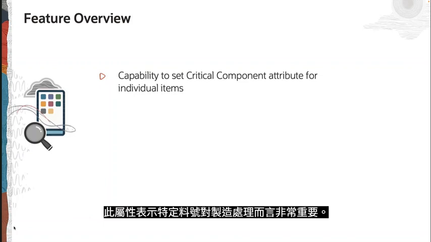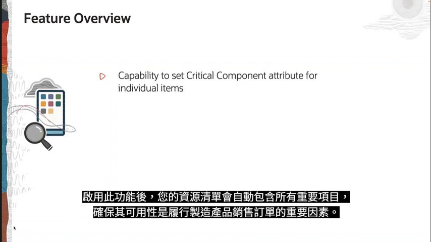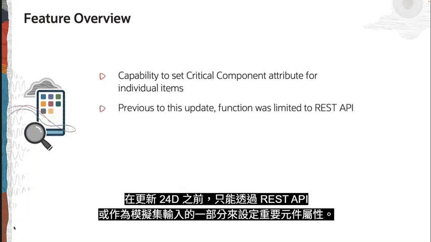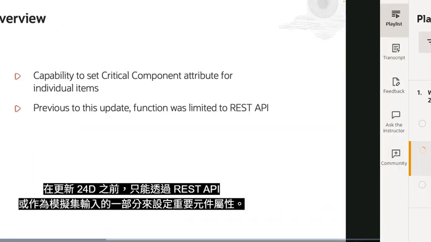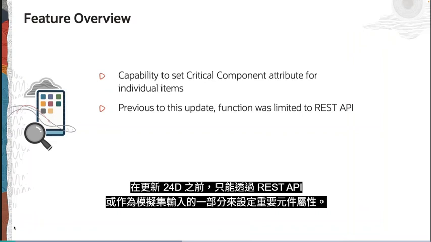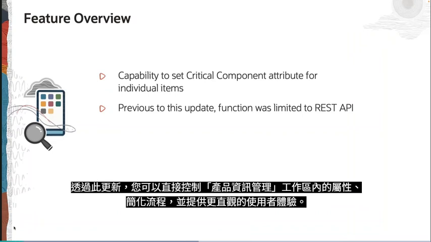By enabling this feature, your bill of resources automatically includes all critical items, ensuring that their availability is a key factor in fulfilling sales orders for manufactured products. Prior to update 24D, setting the critical component attribute was possible only through the REST API or as part of the input to a simulation set. Now, with this update, you have direct control over the attribute within the Product Information Management work area, streamlining the process and providing a more intuitive user experience.